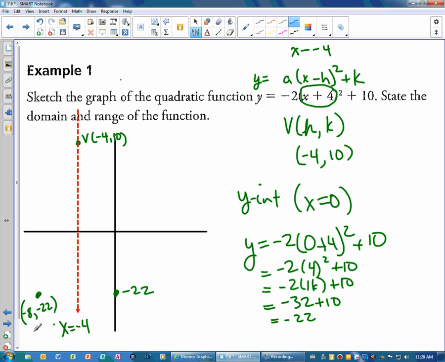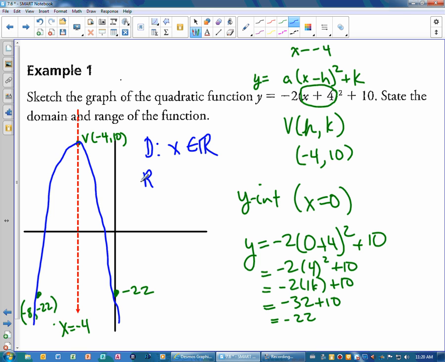In your best freehand, connect them up, and there's your parabola. Okay, so there's the sketch. Domain. What are the possibilities of x? Hopefully you remember this from before. The domain x can be anything, anything. So you write it, x is in the set of all real numbers.